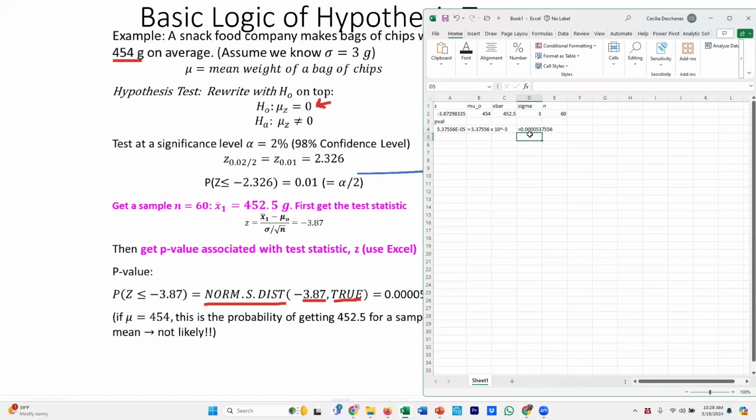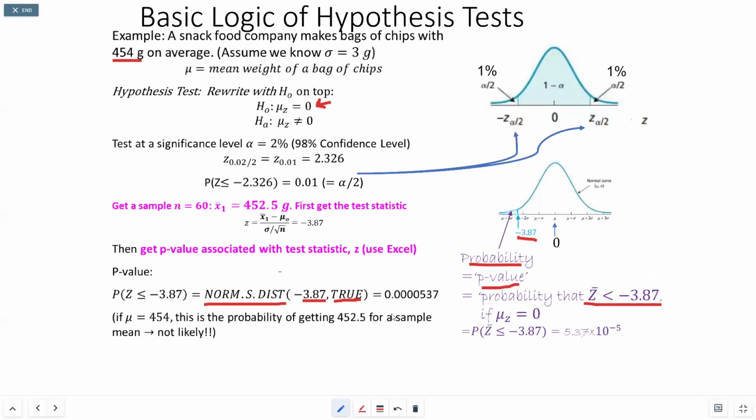Okay. So that's the probability of getting a sample with 452.5 grams with a sample of 60, if the truth is that the average in general is 454 grams. I just rewrote that here. So this is that probability. That probability is so small, it's extremely unlikely, not likely at all.